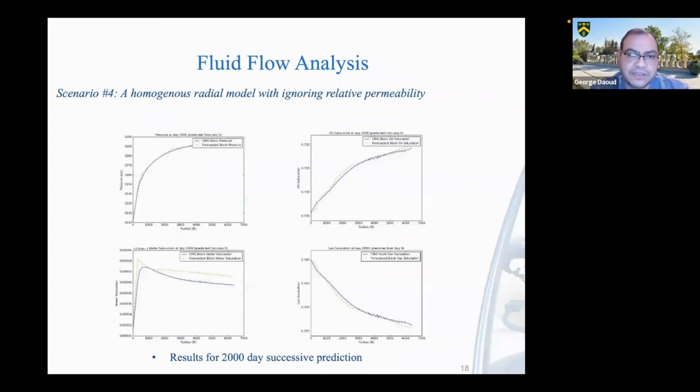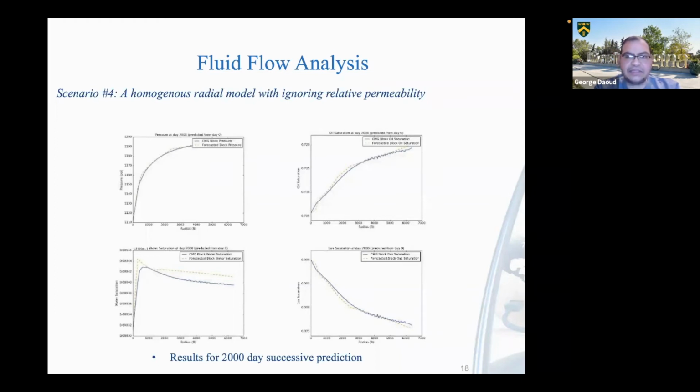Here is the first scenario in fluid flow analysis. We trained a model to predict the 4 quantities for a homogeneous radial reservoir, first neglecting the relative permeabilities, and compared the values with the numeric simulator values from CMG. This works in 2 modes. The first is the 1-day prediction mode, in which you use the previous day to predict the coming day's values for each block in the reservoir.